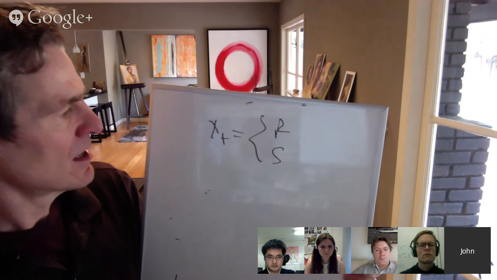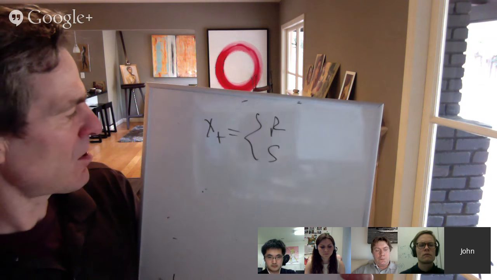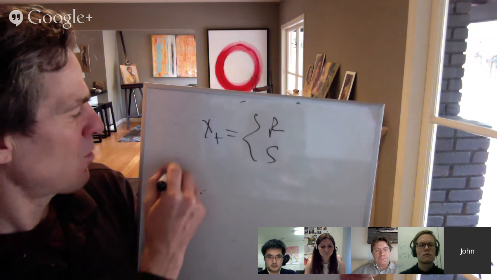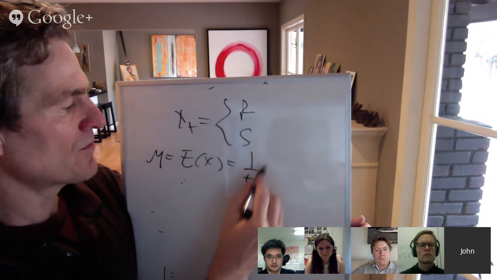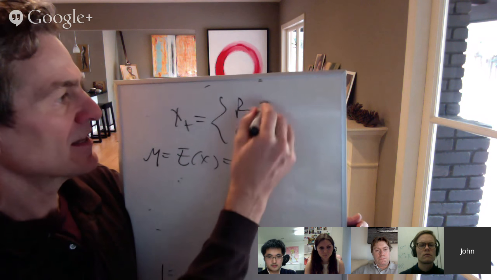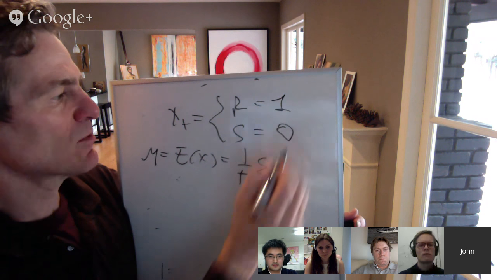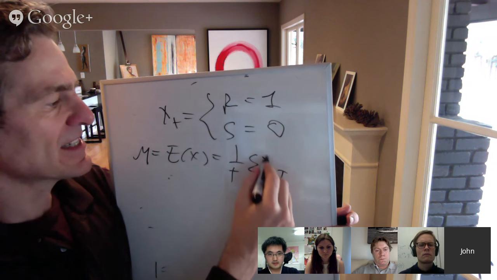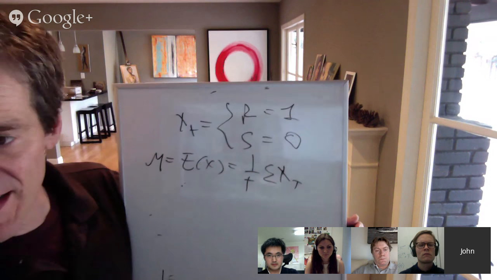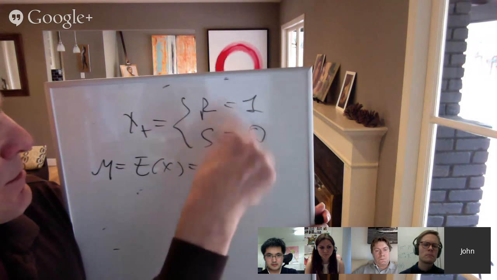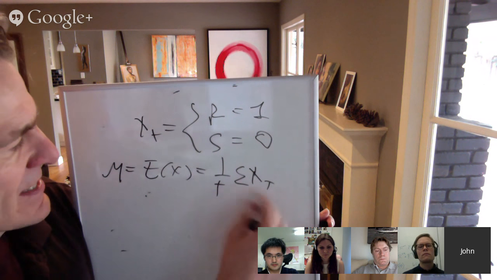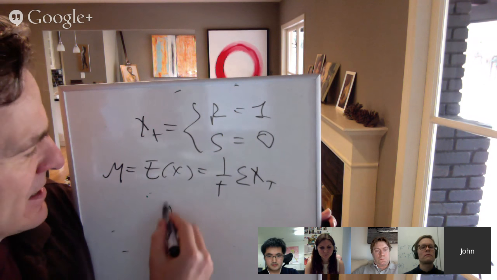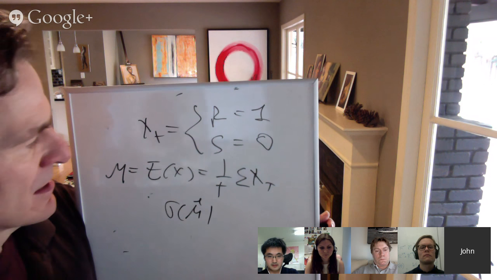So long as you can map what you want to do with those categorical variables into something like, what is mu equals E of X? Well, let rain equal 1 and shine equal 0. 1 over T sum of X_t, that's a case where we can measure the mean probability, the mean chance of rain, by a sample mean, and then sigma of mu hat.